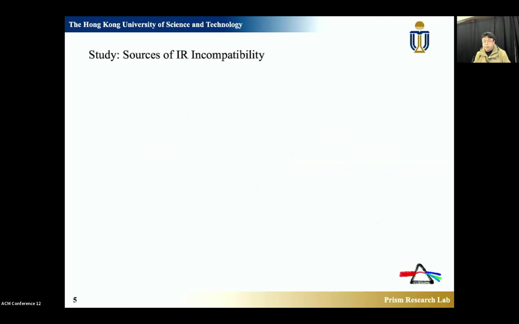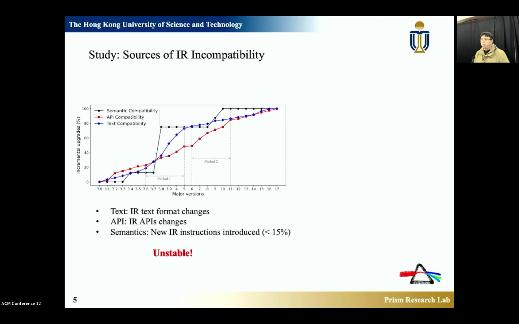so that we can connect different ecosystems caused by the version incompatibility. So to motivate our design in the IR translation, we first conducted an empirical study about the ecosystem in the LLVM. And here are three typical sources of IR incompatibility. Specifically, the major compatibility issue comes from the changes of IR text format, and also the APIs can change. And the minor issue comes from the new IR instructions in the new higher version of IR code. But this only takes a small proportion, just less than 15%.